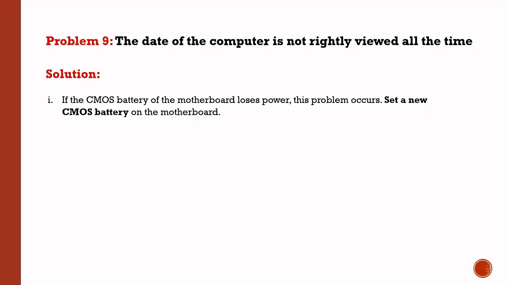Now, do you know what a CMOS battery is? CMOS is complementary metal oxide semiconductor. All personal computers have a small battery on the motherboard that provides power to the CMOS chip. Hence, it is called the CMOS battery. Look, this is a CMOS battery.